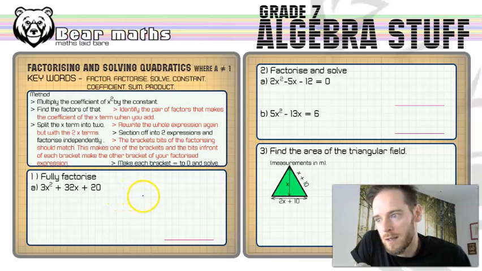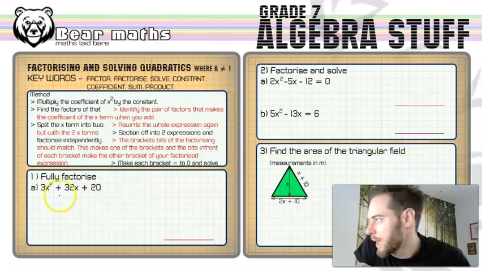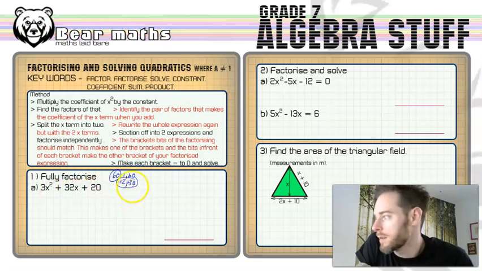That means put into brackets, double brackets, in fact. Got to multiply the first number, i.e. the coefficient of the x squared, by the last number, which is called the constant. So that is 3 times 20, which is 60. And if I work out the factors of 60, 1 and 60, I'm looking for a pair that add to make 32. So 2 and 30, actually found it straight away there. 2 plus 30 makes a positive 32. I'm happy with that. The sum of those two is 32.